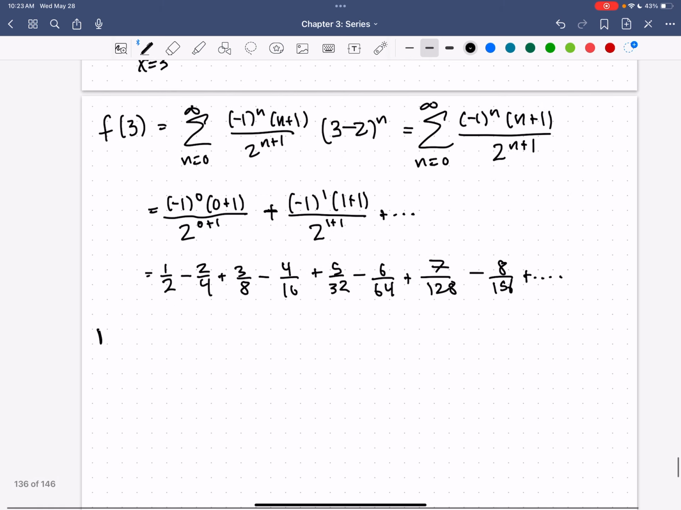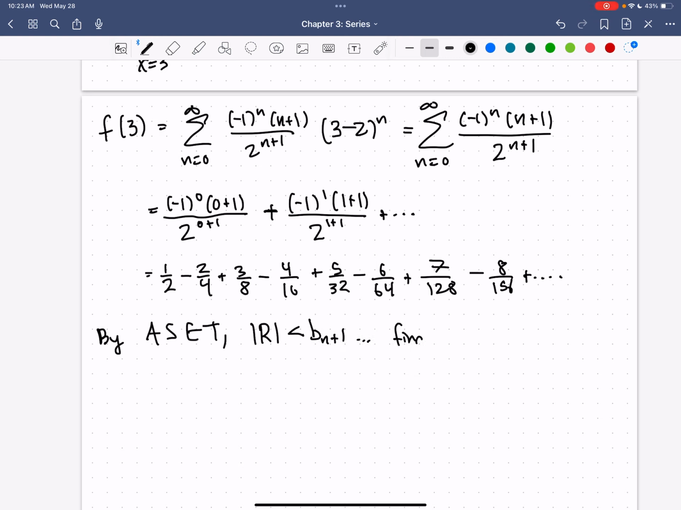Then, by the alternating series estimation theorem, the absolute value of the remainder is going to be less than b n plus 1. So find b n plus 1, being the first term less than 4%. Well, 4% is equal to 1 over 25. Okay, and we exclude from that term onwards.